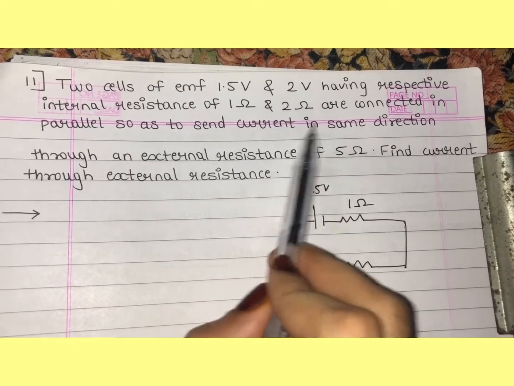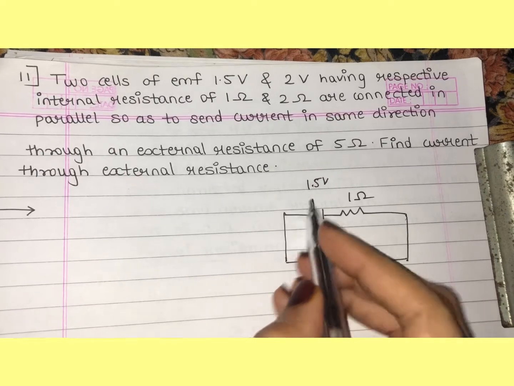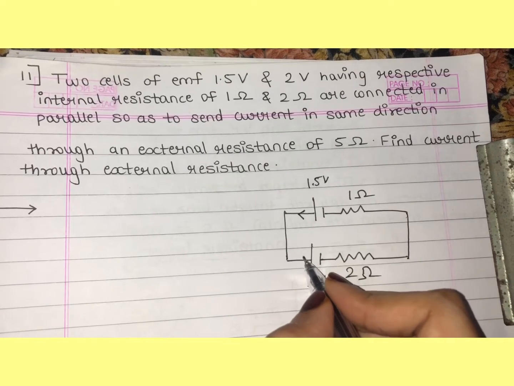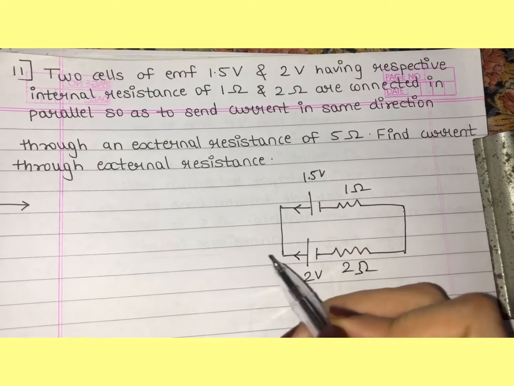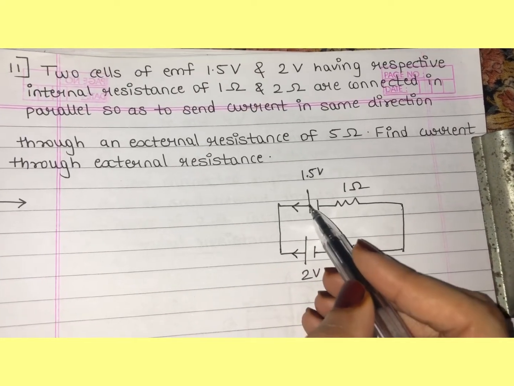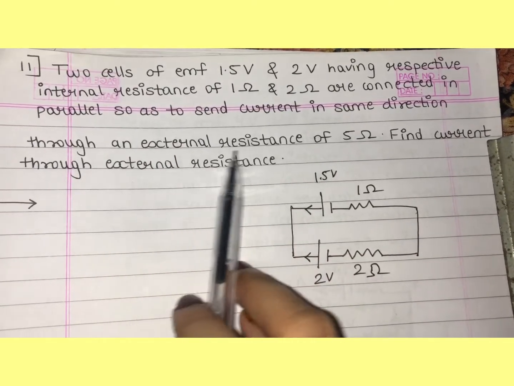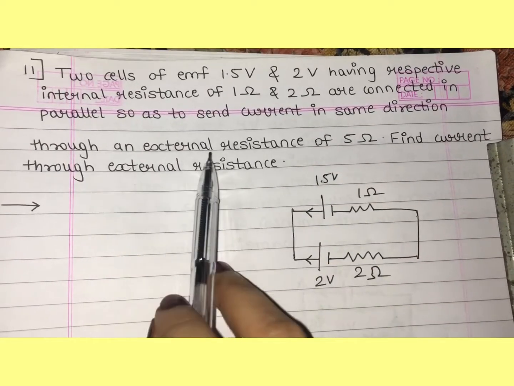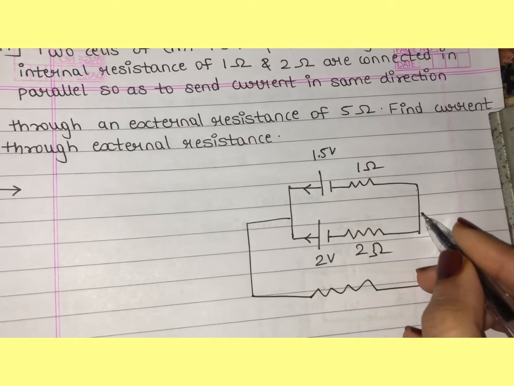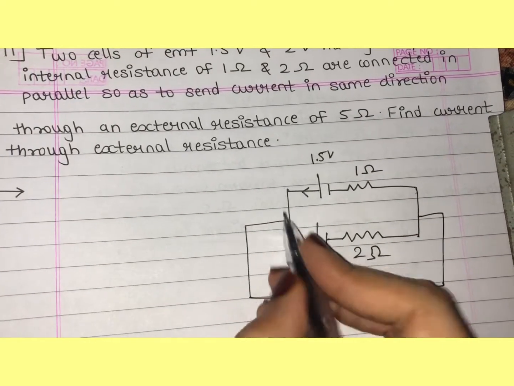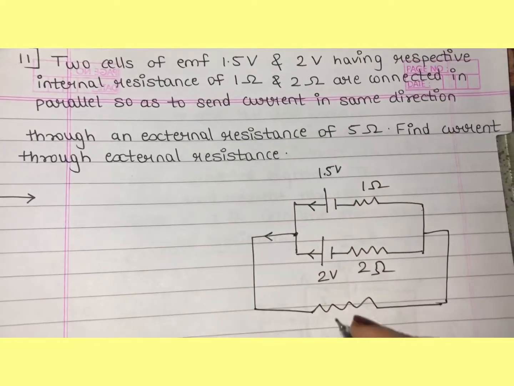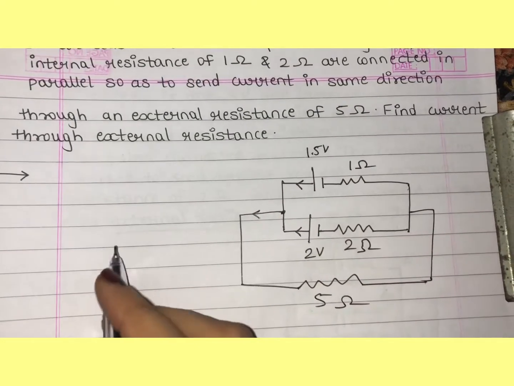Okay, so as to send current in the same direction. See, if this battery sends the current, it will send from this direction, from the positive terminal the current comes out. If this battery sends current, even this will send current from this positive terminal. So both of them send current in the same direction, means this is the connection, through an external resistance. Here will be the external resistance. Both of them will send the current in the same direction, and that current will flow through the external resistance having resistance 5 ohm. Find the current through external resistance.